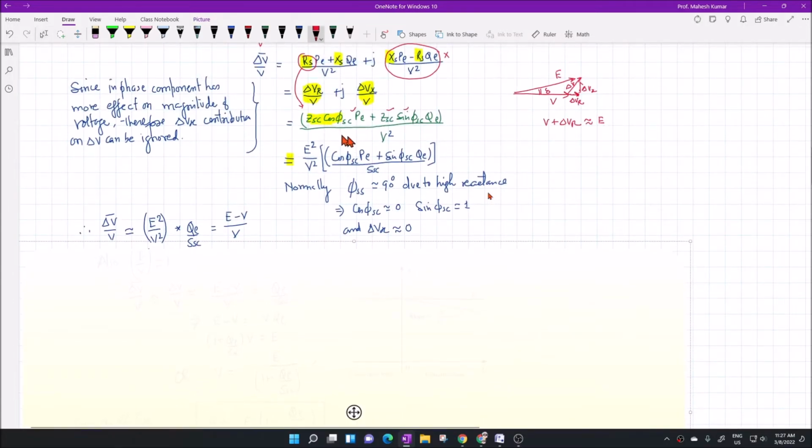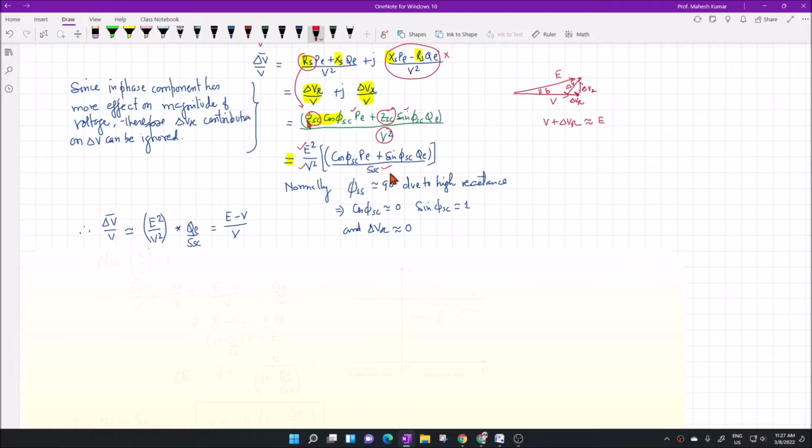So this becomes B square, and here it is ZSC cos phi SC. Now ZSC is common. Last time we proved ZSC is nothing but E square by SSC. So this is E square by SSC, and then we have a B square also because of this. So E square by B square into cos phi SC into PL plus sin phi SC into QL divided by SSC.